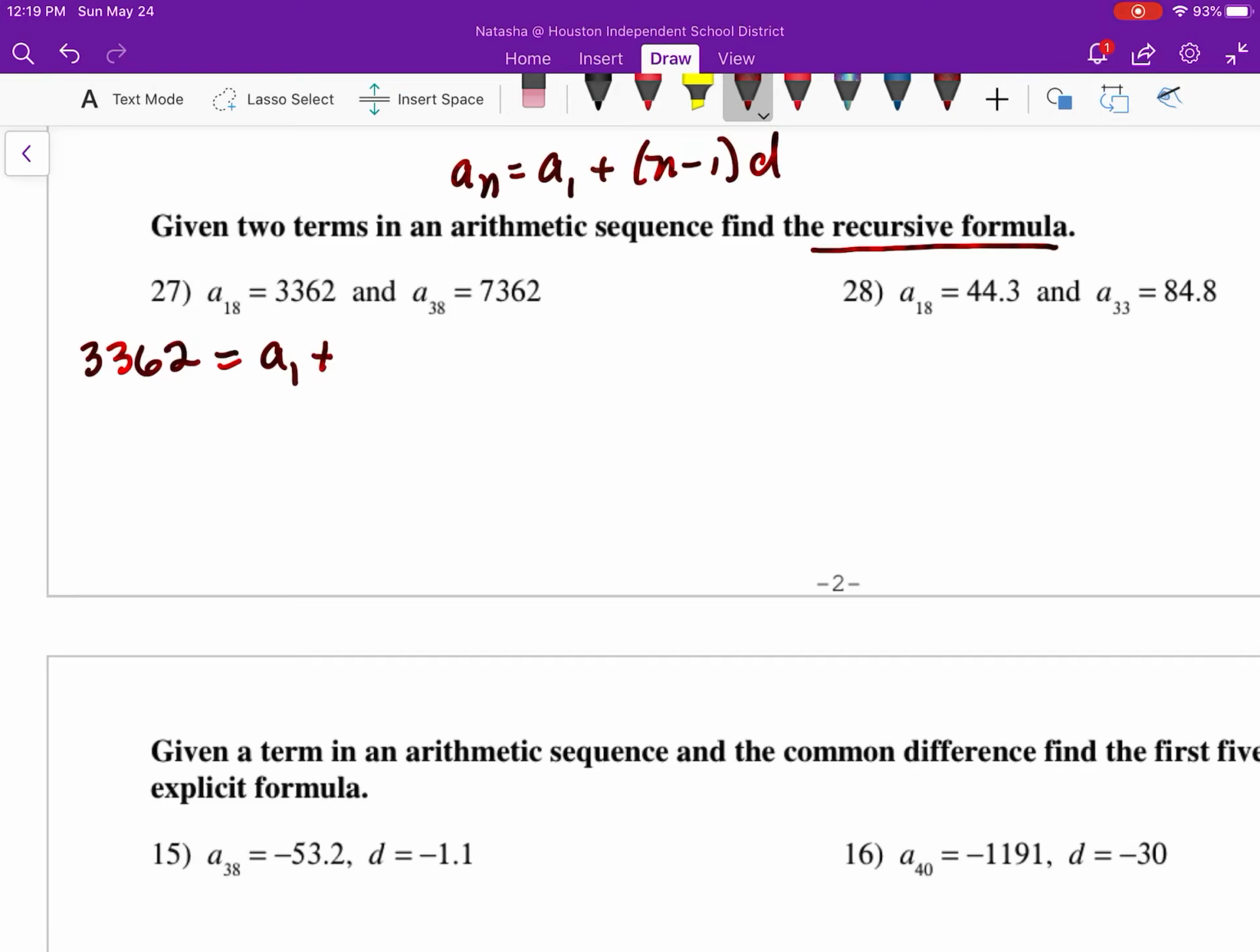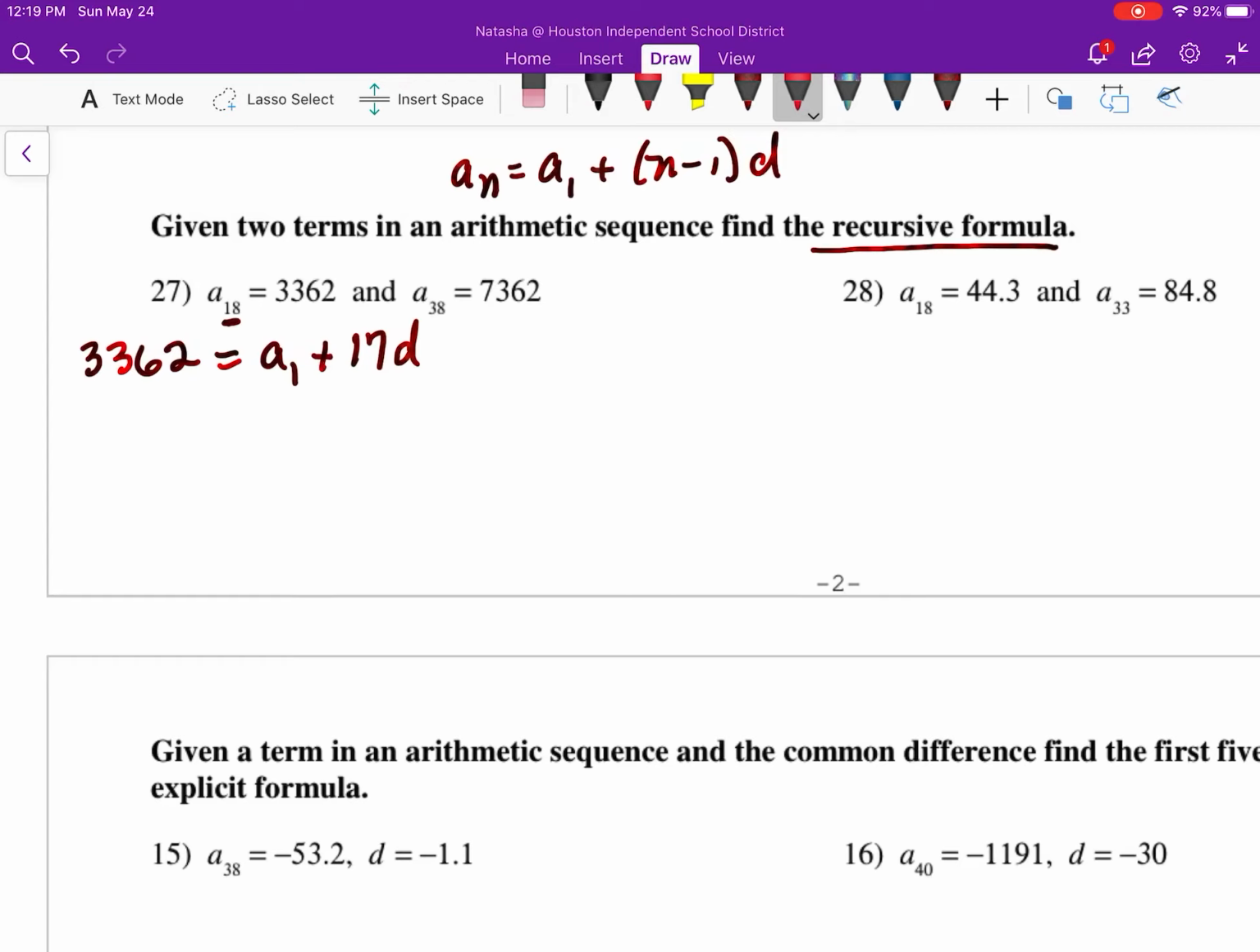Then that's going to be equal to our first term. We don't know what our first term is yet. Now, we have n minus 1. Well, our n is 18, so we're going to say 18 minus 1, which is going to give me 17. And then we also don't know the common difference. So we've got an equation here now, and we still don't know our first term, and we still don't know the common difference.